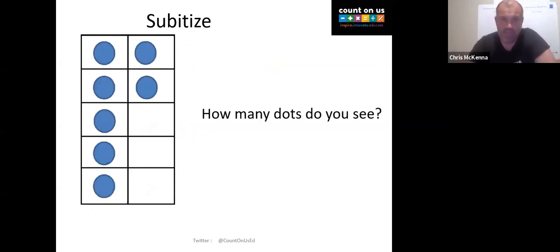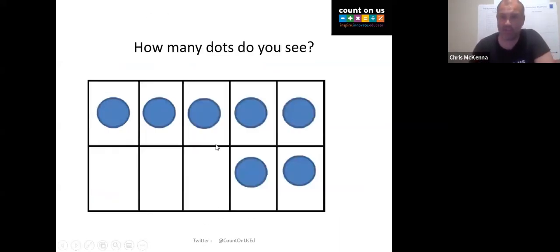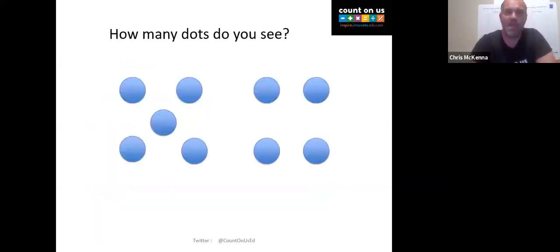Shout out the answer. The answer is 7, and this time you might see it slightly differently. You might see it as a fast 5 and the extra 2. So therefore we get 7 that way. And it doesn't matter if I turn it on its side, it's still a fast 5 and an extra 2. And now we can do some subitizing without the 10 frames. So how many dots do you see now?